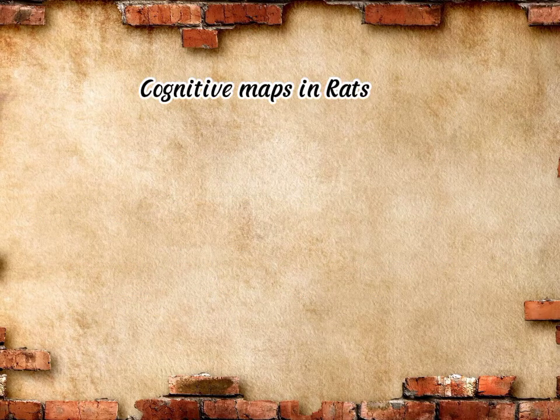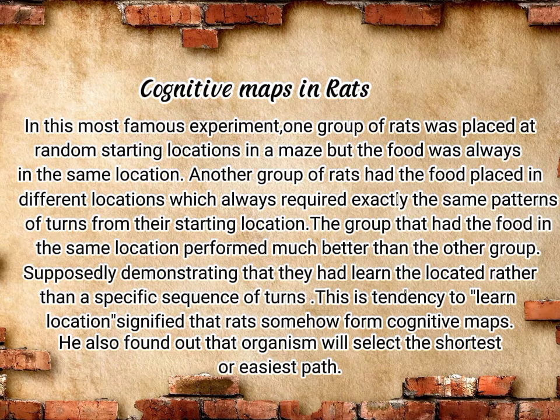Cognitive maps in rats. In his most famous experiments, one group of rats was placed at random starting locations in a maze, but the food was always in the same location. Another group of rats had the food placed in different locations, which always required exactly the same pattern of turns from their starting location. The group that had the food in the same location performed much better than the other group, supposedly demonstrating that they had learned the location rather than a specific sequence of turns. This tendency to learn location signified that rats somehow form cognitive maps that help them perform well on the maze. He also found that organisms will select the shortest or easiest path to achieve a goal.